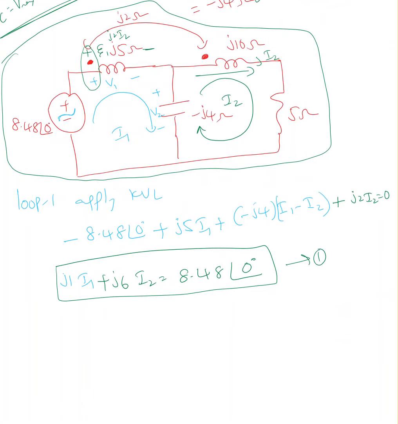Now I'm going to do loop 2. Loop 2, apply KVL. If I apply KVL here, according to my current direction, this is plus minus, plus minus, plus minus. I'm going to follow the I2 direction. Now the mutual inductance. Because of the current flowing here, there is an induced EMF. That induced EMF is plus here, minus there, which is E2.